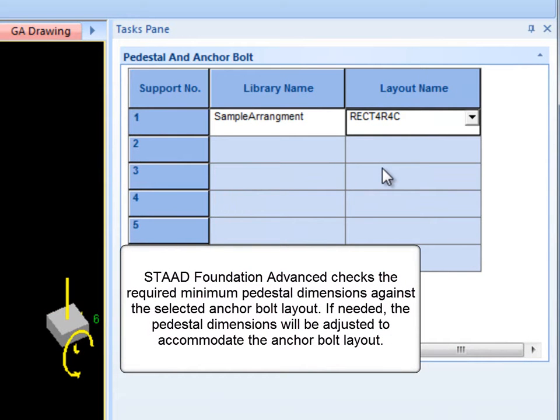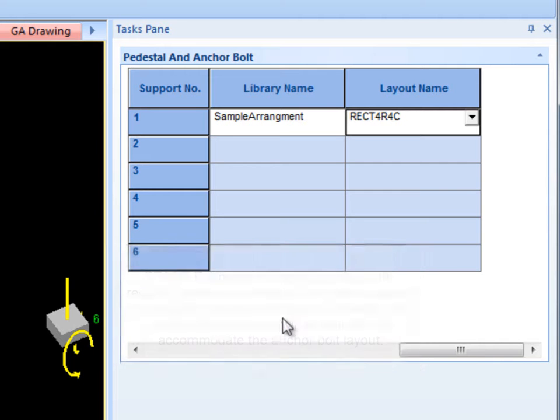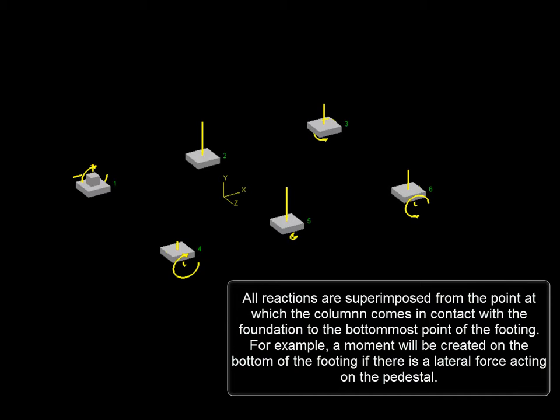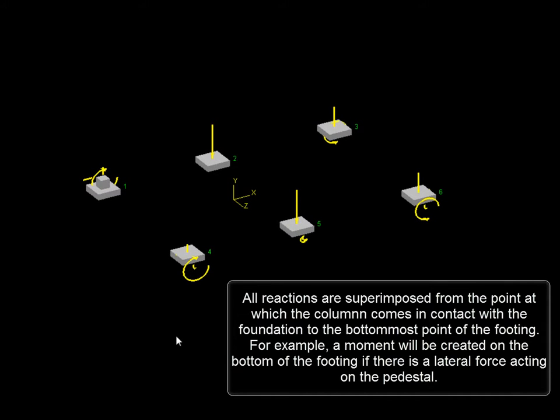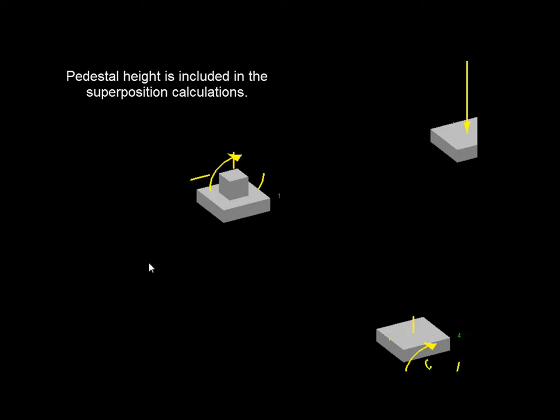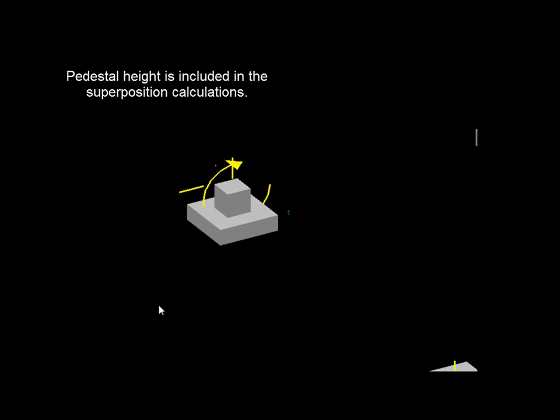STAAD Foundation Advanced checks the required minimum pedestal dimension against the selected anchor bolt layout. If needed, the pedestal dimensions will be adjusted to accommodate the anchor bolt layout. All reactions are superimposed from the point at which the column comes in contact with the foundation to the bottommost point of the footing. For example, a moment will be created on the bottom of the footing if there is a lateral force acting on the pedestal. Pedestal height is included in these calculations.